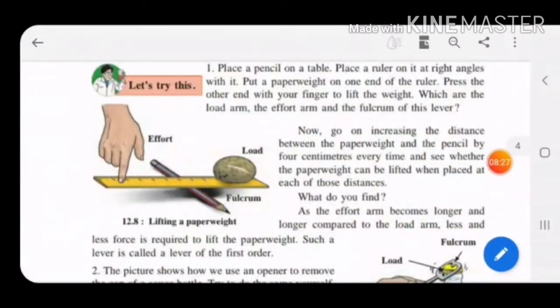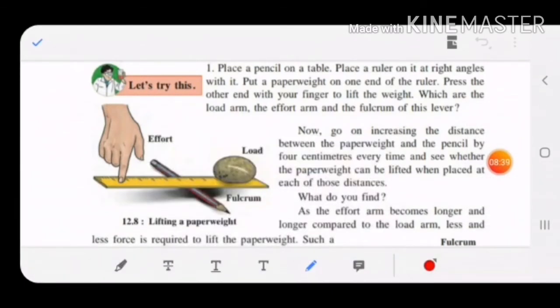Children, here they have given some examples. The first one is lifting a paperweight. Place a pencil on a table. Children, see here. You have to place a pencil on a table like this in the center. Take a big ruler and place it on it. Put a paperweight at one end. Can you see? This is a paperweight, or you can take anything, a small stone, whatever. Press the other end with your finger to lift the weight. The person is applying an effort over here.